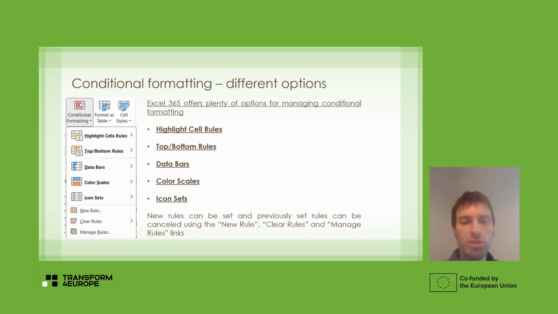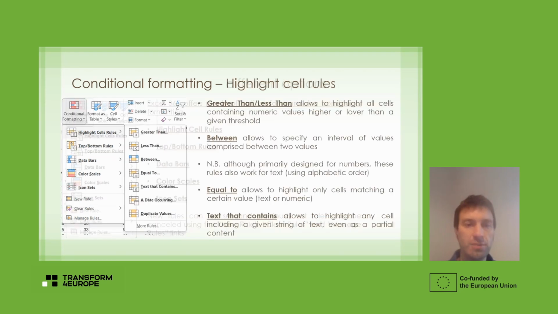Okay, so let's start with the most basic conditional formatting options, which is the highlight cell rules. Okay, so these are the different options that you have, and well, I have to say that this kind of formatting is mostly used for cells that include numerical values. Okay, potentially it could also be used for text, but with some limitation. Okay. So for example, if we select the option greater than or less than, well, this is self-explanatory. The idea is that you can highlight all the cells that contain a value, in this case numeric, that is higher or lower than a given threshold.